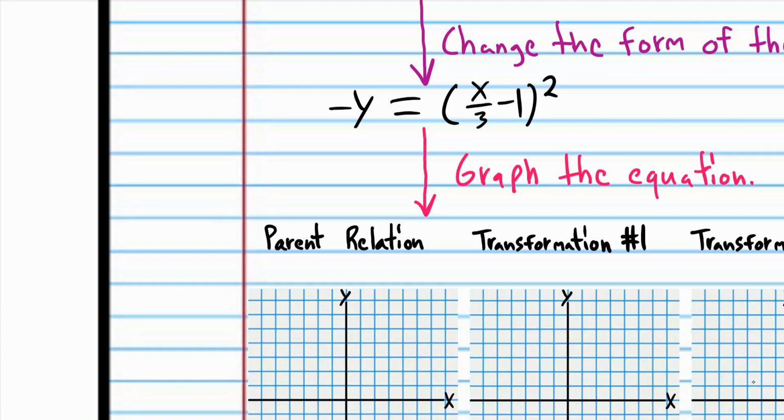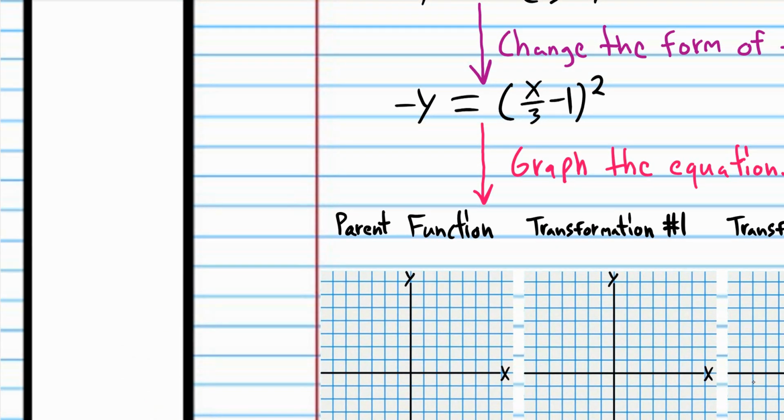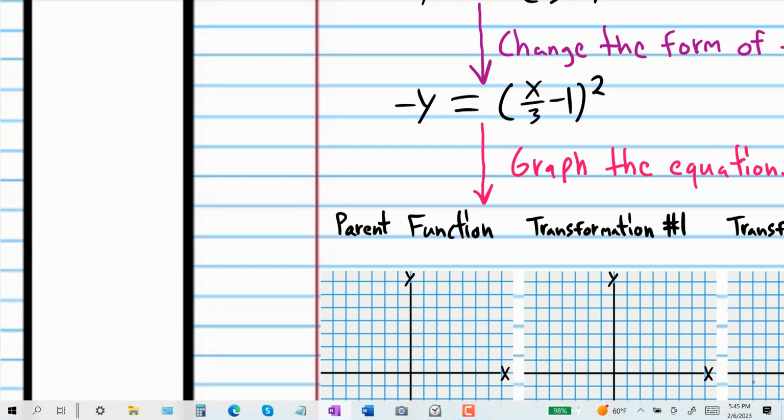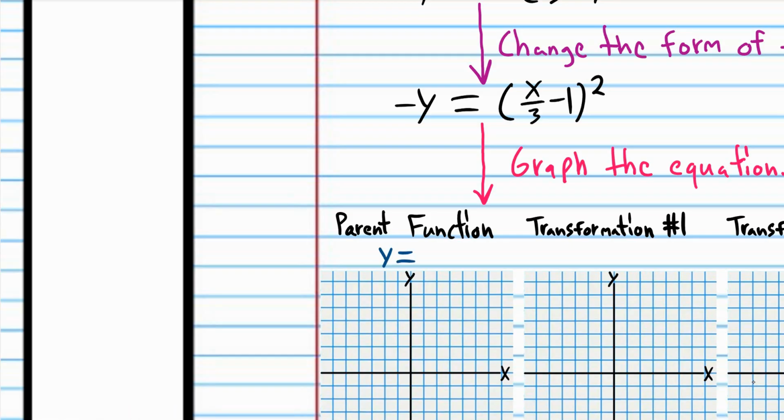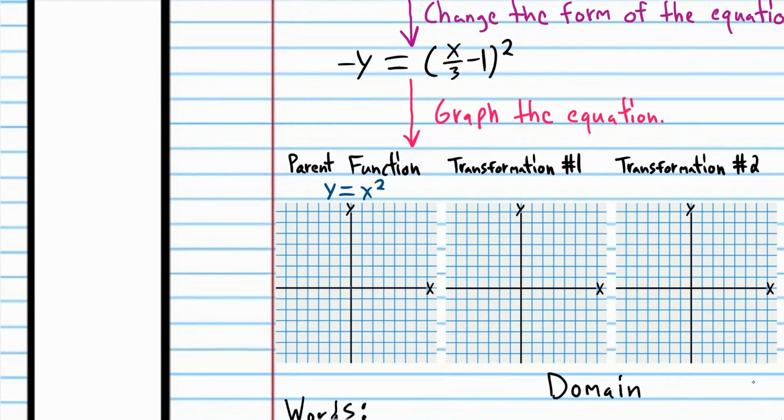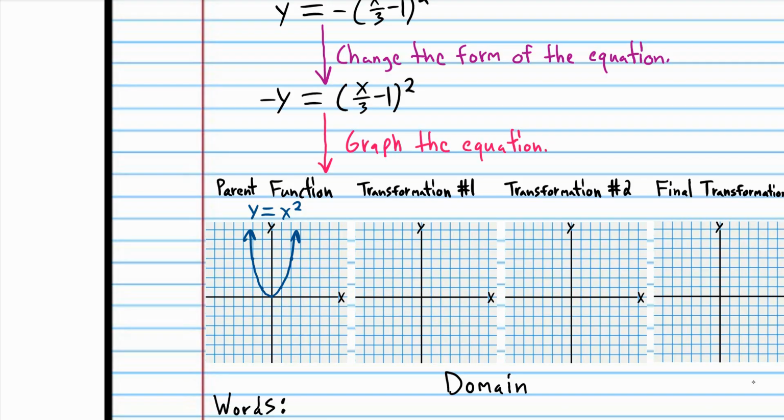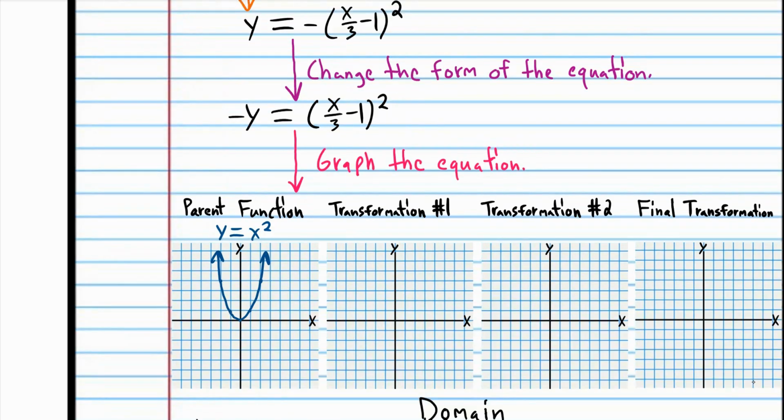So instead of calling this the parent relation, we're going to call it, again, the parent function, because we're dealing with a function now. And the parent equation is obviously the quadratic. So y is equal to x squared. And we'll draw our reference points and connect the dots. Your graphs don't have to be perfect. They just have to have the general shape there with the correct points.